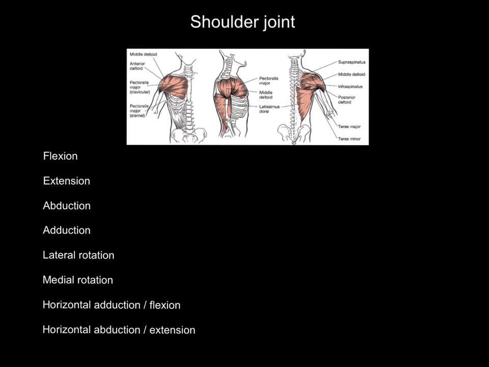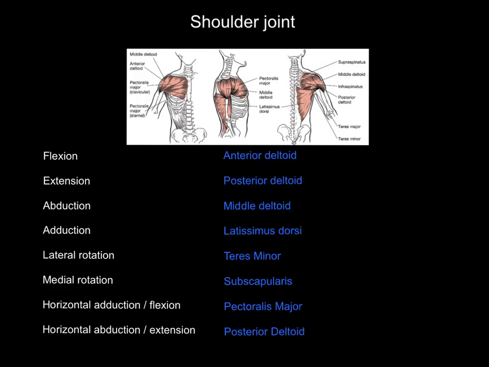Horizontal adduction or flexion is where I bring this arm up in front of me and across my body that way. And horizontal abduction or extension is where I bring this arm up to the side, so I abduct it and then I move it behind me, rotate it behind the back of my body. Like I said, I'm not dealing with the movements in this video, that's in the other video, so you need to look at those. Let's look at the muscles that create these actions then.